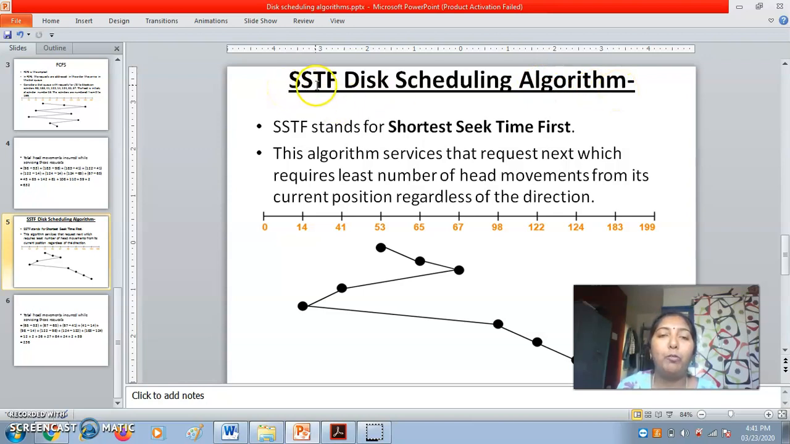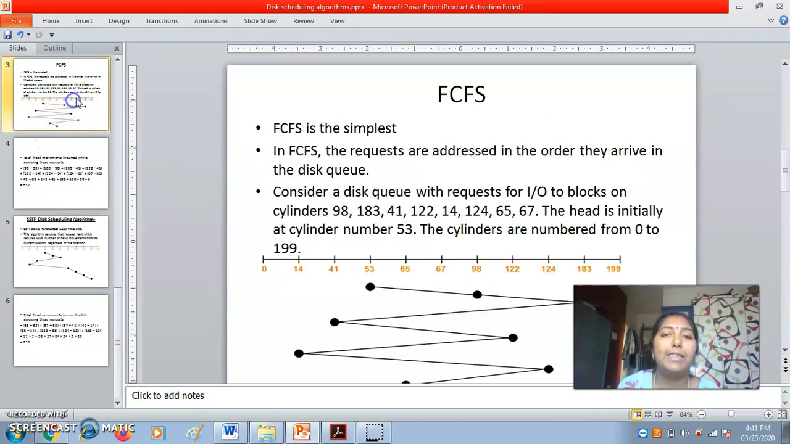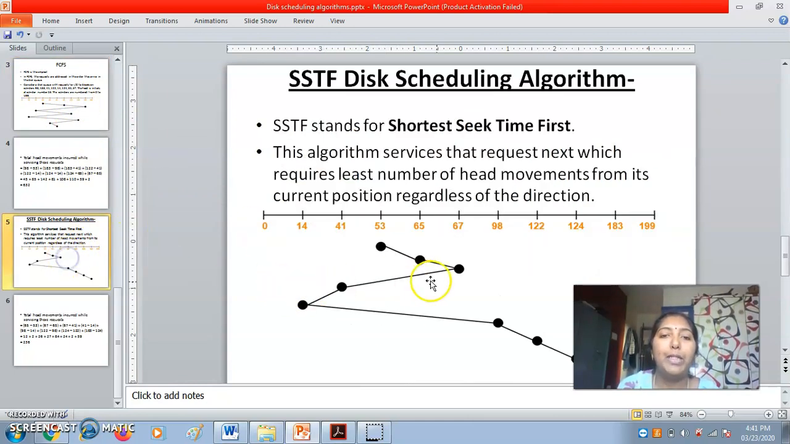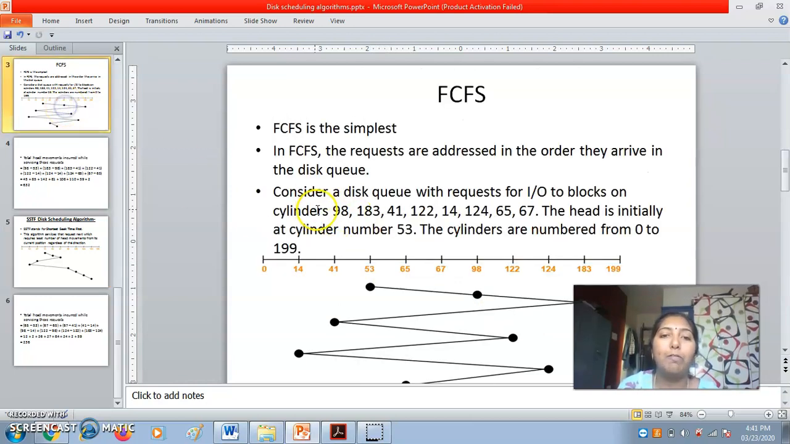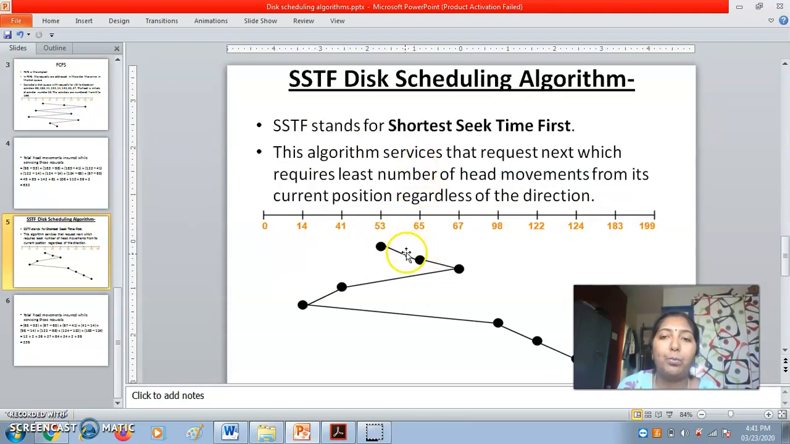The full form of SSTF is shortest seek time first scheduling algorithm. This algorithm serves the request which requires the fewest head movements; that request is serviced first. If we consider the same example, after the 53, instead of servicing 98, we service the 65, which is very near to 53. So instead of servicing the 98, the request which has fewer head movements is served first.